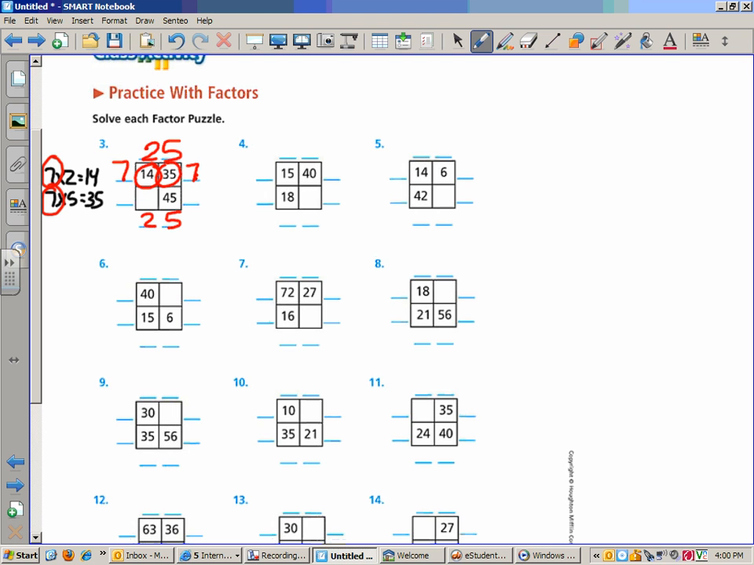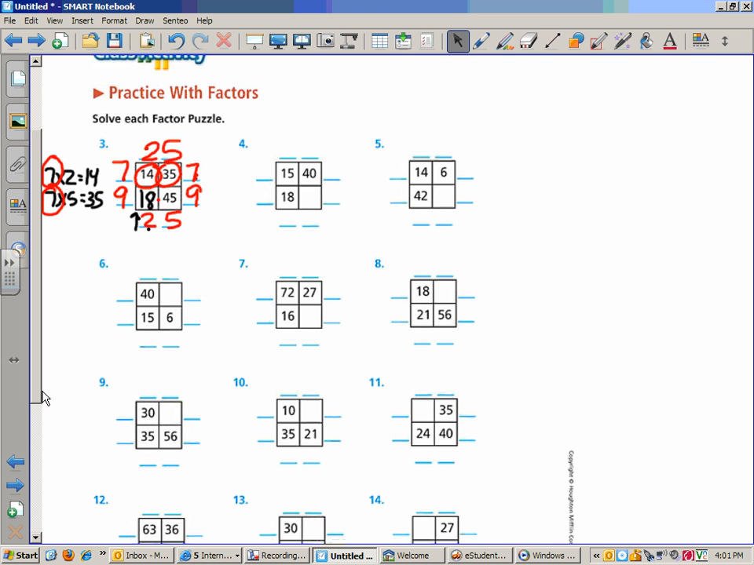If 5 is on the bottom and I have 45 in the center, what number times 5 is 45? And that's 9. Now I have 9 in my factor puzzle here, and I have 2 here, so 9 times 2 is what number? And that's going to be 18.